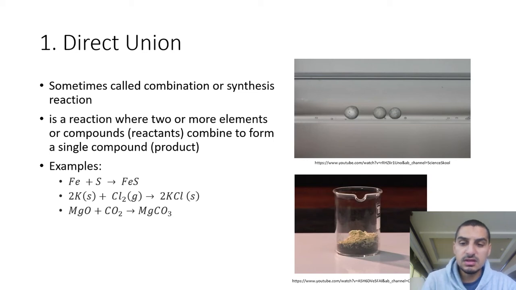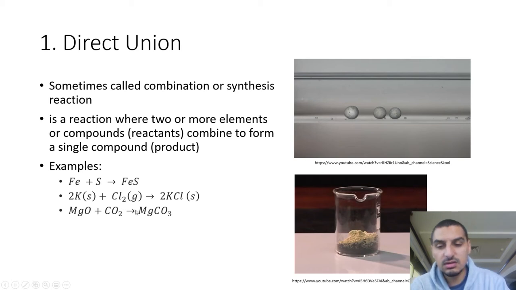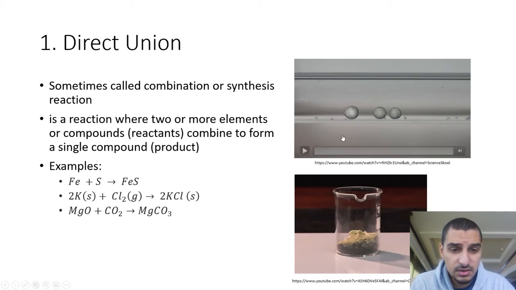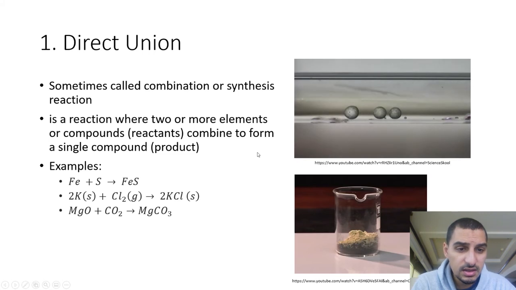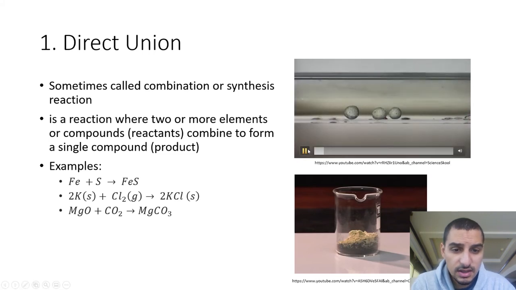We have examples like iron sulfide forming from iron and sulfur, potassium chloride forming from potassium and chlorine, magnesium carbonate from magnesium oxide and carbon dioxide. So it's a very common type of reaction. In these videos, we'll see the reaction between potassium and chlorine, and the reaction between iron and sulfur. So let's take a look at these reactions.